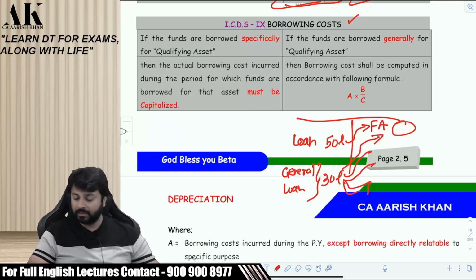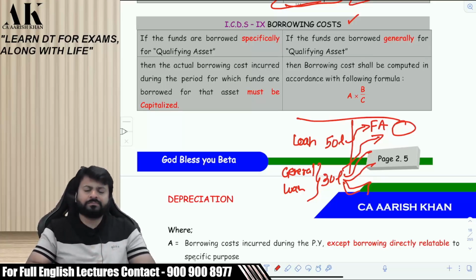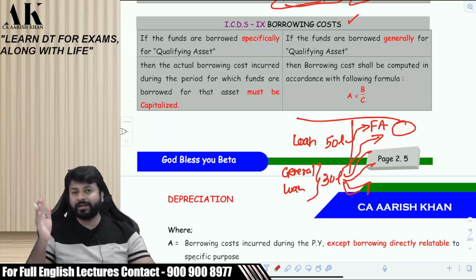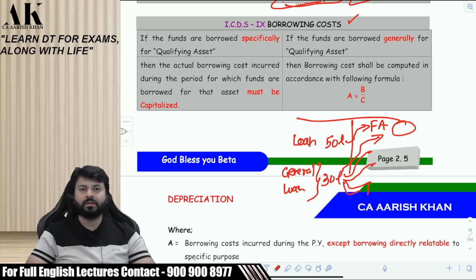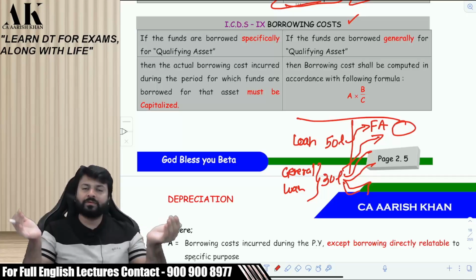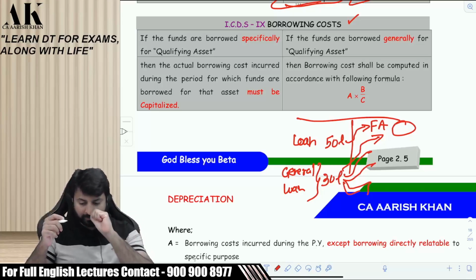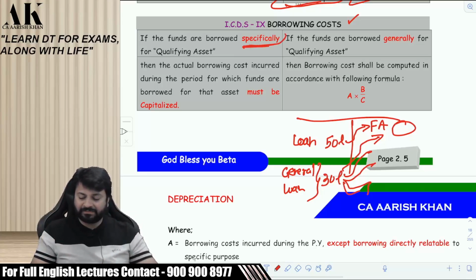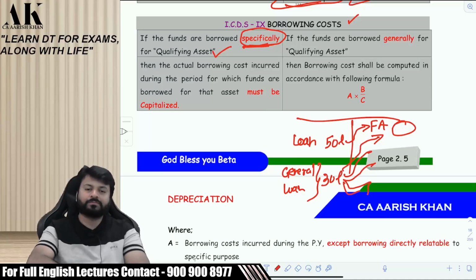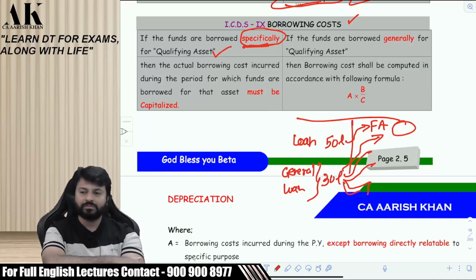Okay. So now, here also, we are learning how we are going to capitalize. We know that till the time the asset is not put to use, we have to capitalize the borrowing cost. But in this ICDS, we are trying to learn how we will capitalize that. Are you able to understand that? So for that, you need to see whether the funds are specifically borrowed for a qualifying asset or not. Qualifying asset. You might have heard this word in accounts. Yes? Please tell me, what is a qualifying asset?